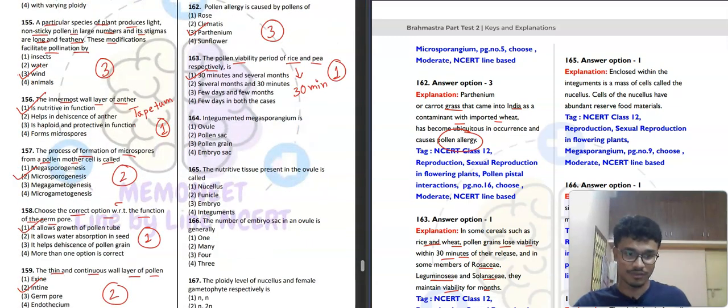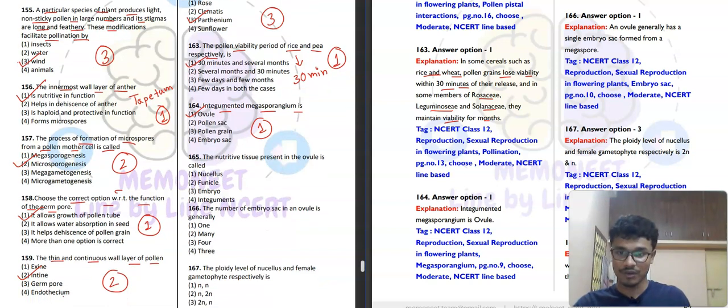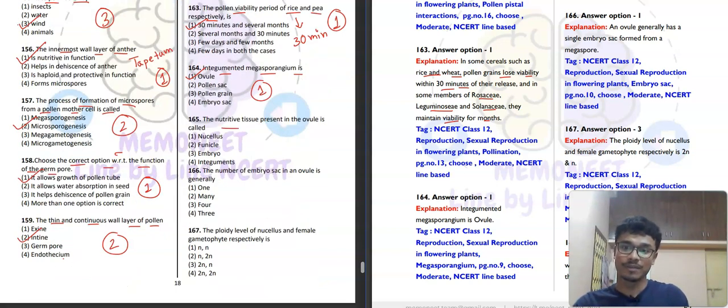164. It is saying that integumented megasporangium is ovule, pollen sac, pollen grain or embryo sac. So, integumented megasporangium is basically ovule. The first option will be our correct answer. This is not pollen sac, not pollen grain, and not related to embryo sac. Mega means obviously we are talking about female, that is ovule, the female part. Now moving towards the next question, 165.